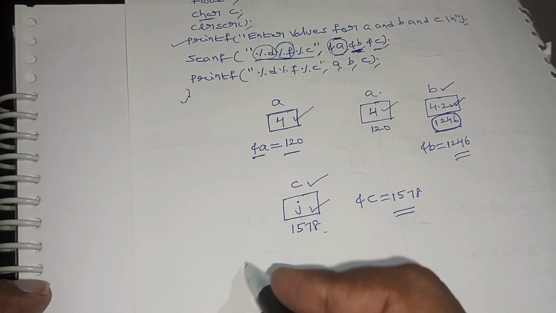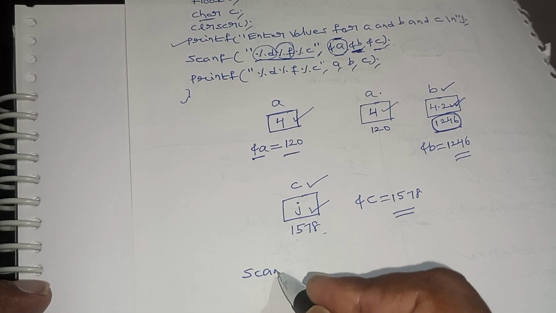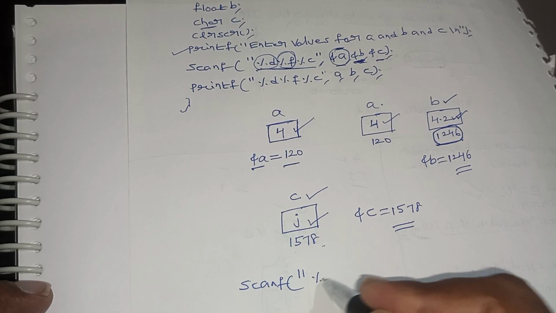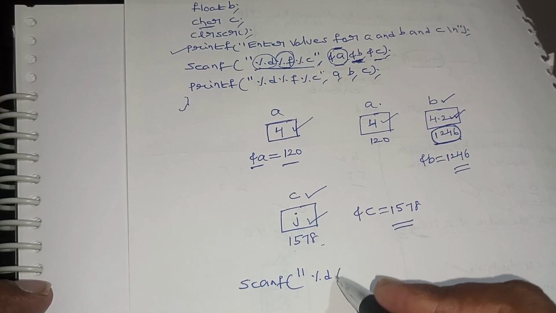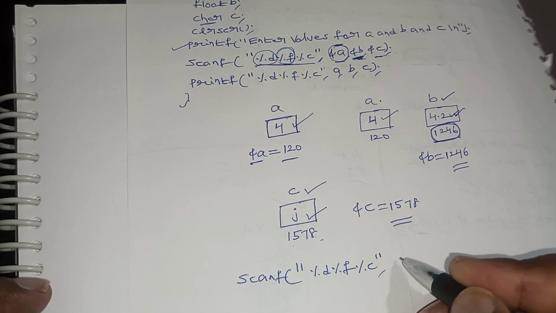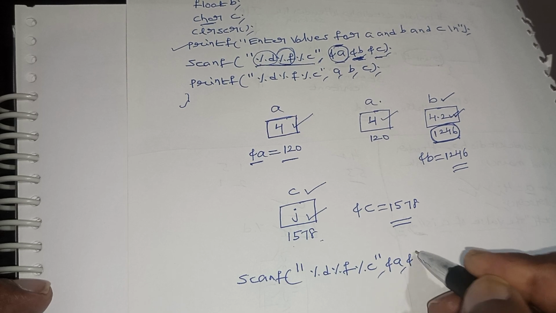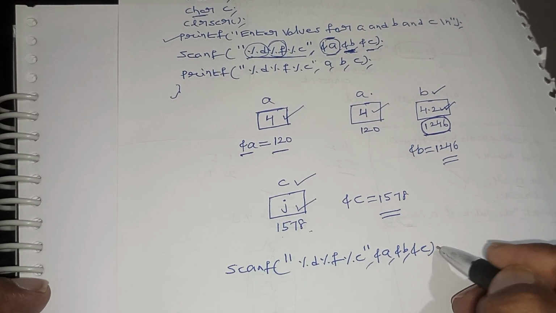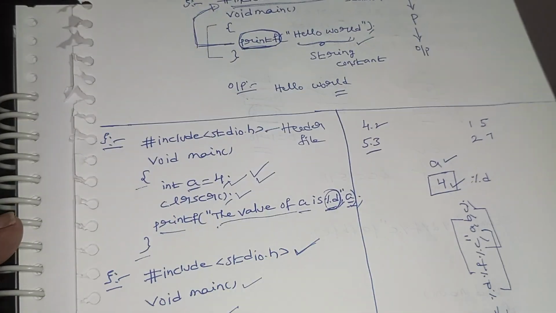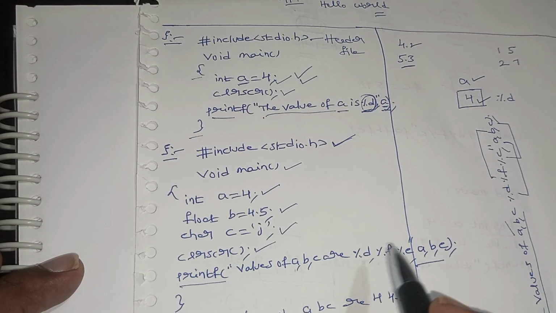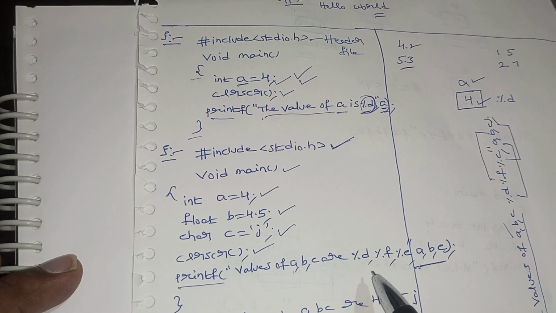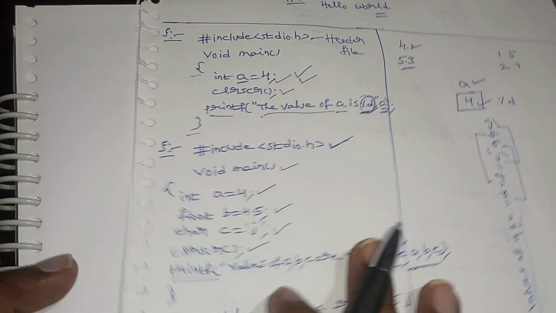I'm writing scanf separately. Scanf means the scanf function. Double quotes, %d, don't give space, %f, %c, double quotes, comma, &a, comma, &b, comma, &c. Always make a note, same as printf. Here I am printing three values a, b, c. How many format specifiers have I taken? Three. Same as scanf also.